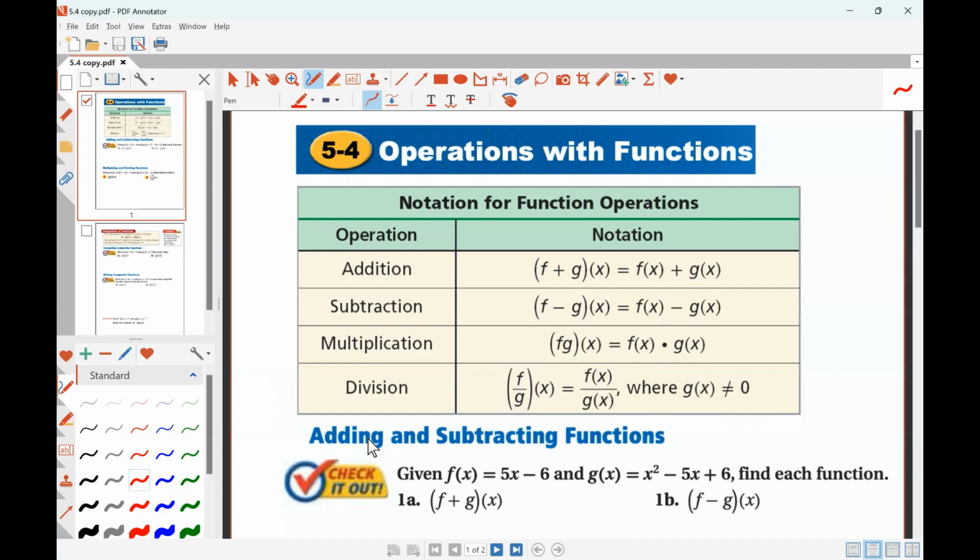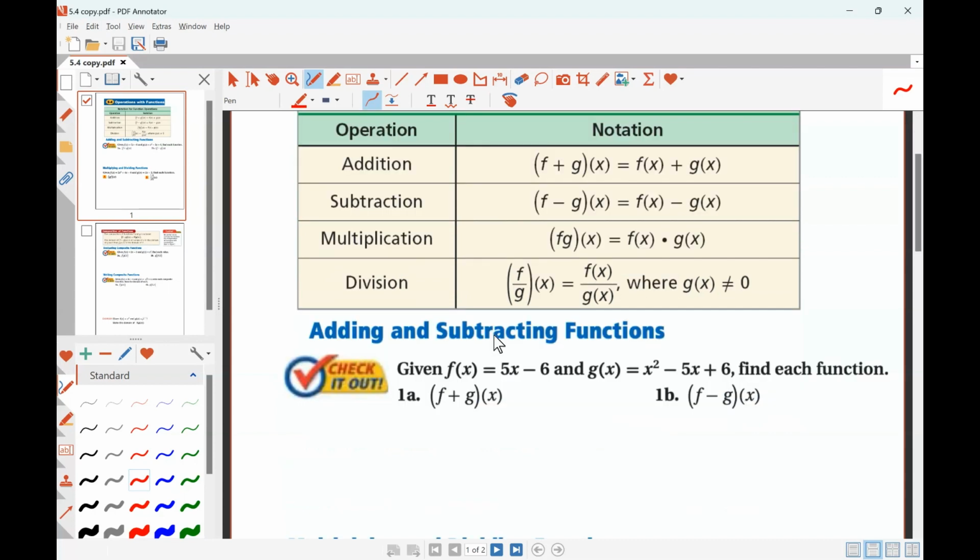Let's take a look at some examples about adding and subtracting functions. The first example will be (f plus g)(x), where f(x) is 5x minus 6, g(x) is x squared minus 5x plus 6. So (f plus g)(x) means f(x) plus g(x). You can add them separately. So what is f(x)? Your f(x) is 5x minus 6. What is g(x)? Your g(x) is x squared minus 5x plus 6.